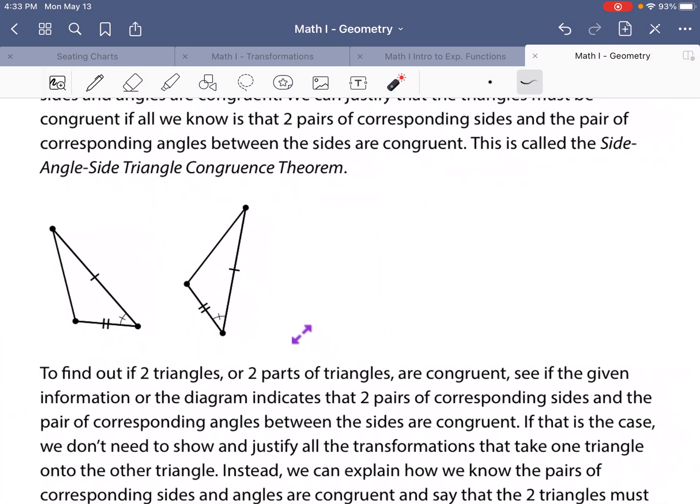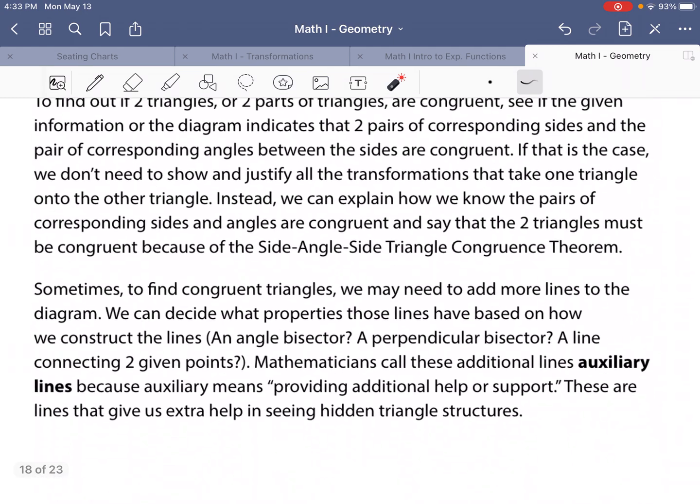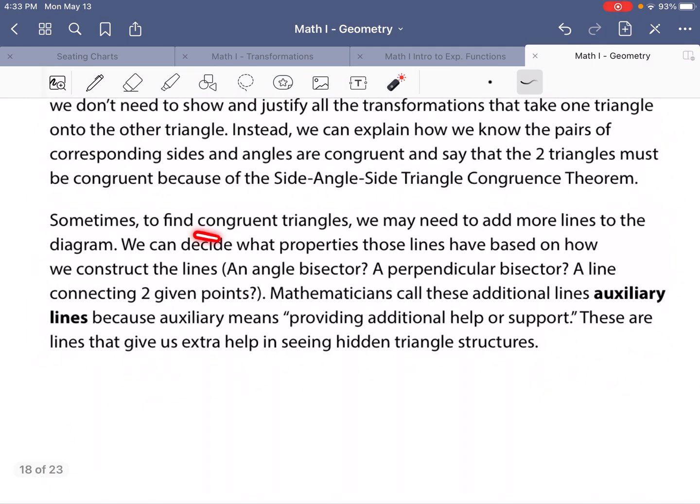And if the two triangles are congruent, then we know that all the corresponding parts should also be congruent. Now, sometimes, to find congruent triangles, we may need to add more lines to a diagram than what we've been told. We can decide what properties those lines have based on how we construct the lines. Is it an angle bisector, a perpendicular bisector, or just a line connecting two given points? Mathematicians call these additional lines auxiliary lines, because auxiliary means providing additional help or support. These are lines that give us extra help in seeing hidden triangle structures.